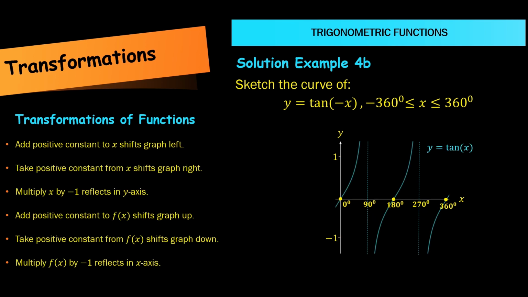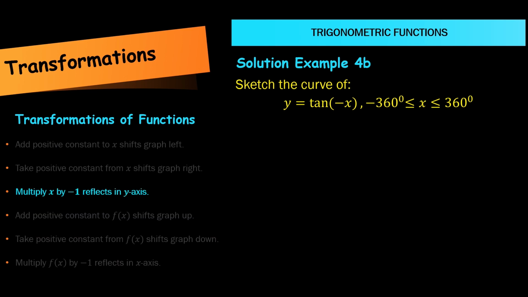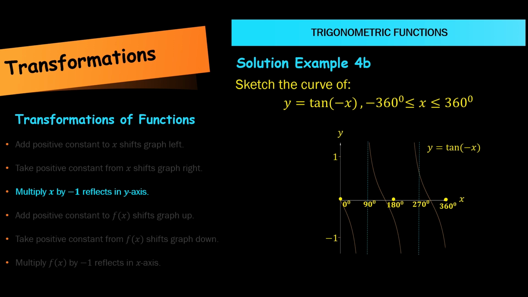Now let's have a go at example 4b. Sketch the graph of y equals tan of minus x for x between minus 360 degrees and 360 degrees. Clearly here we've multiplied x by minus 1. So we're reflecting in the y-axis, as shown.